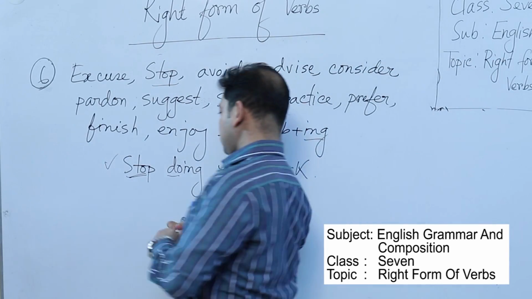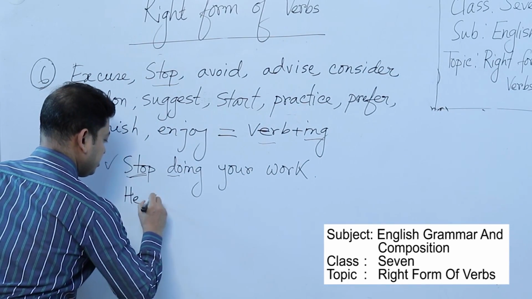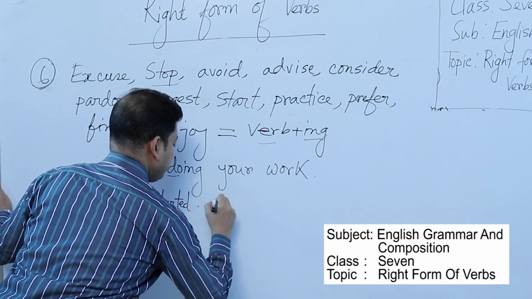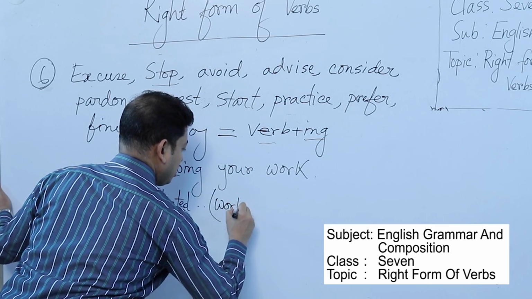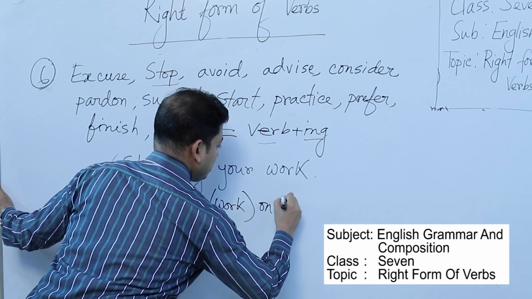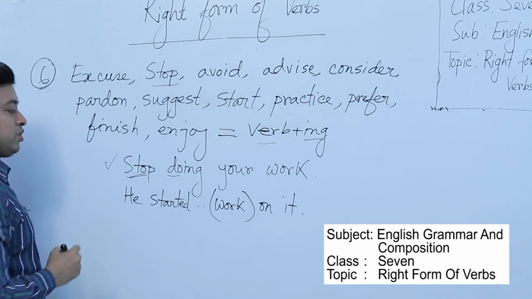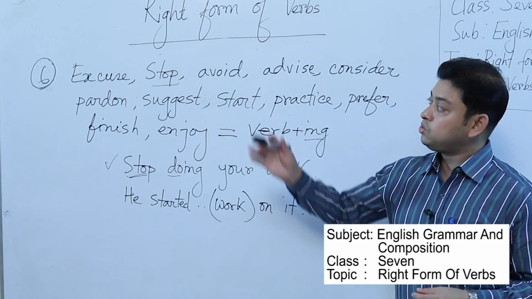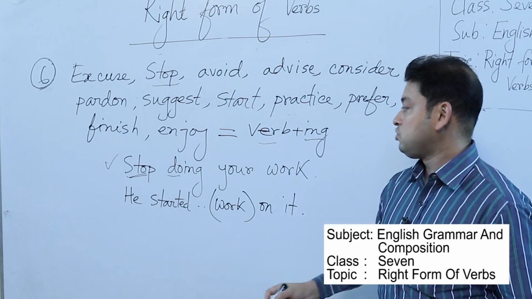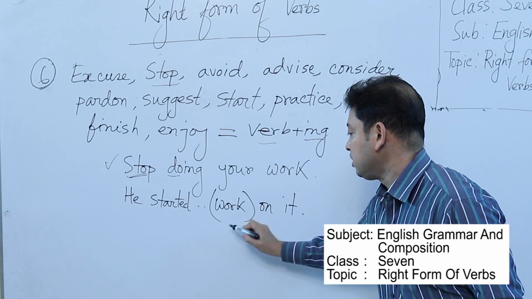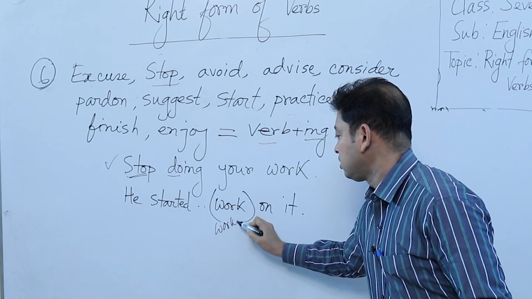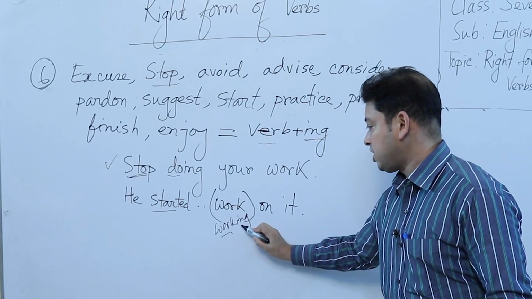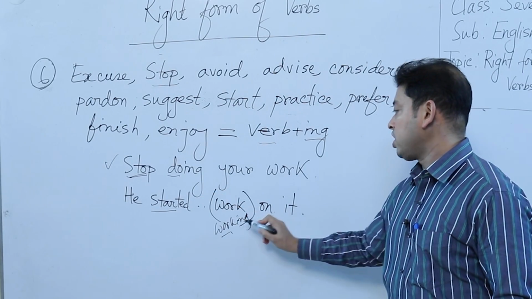Let's see another example. He started, within bracket, work on it. According to this rule, what will be the change here? Can you guess? According to this rule, the change will be: he started working. If there is a start, after start, verb plus ing. He started working on it.